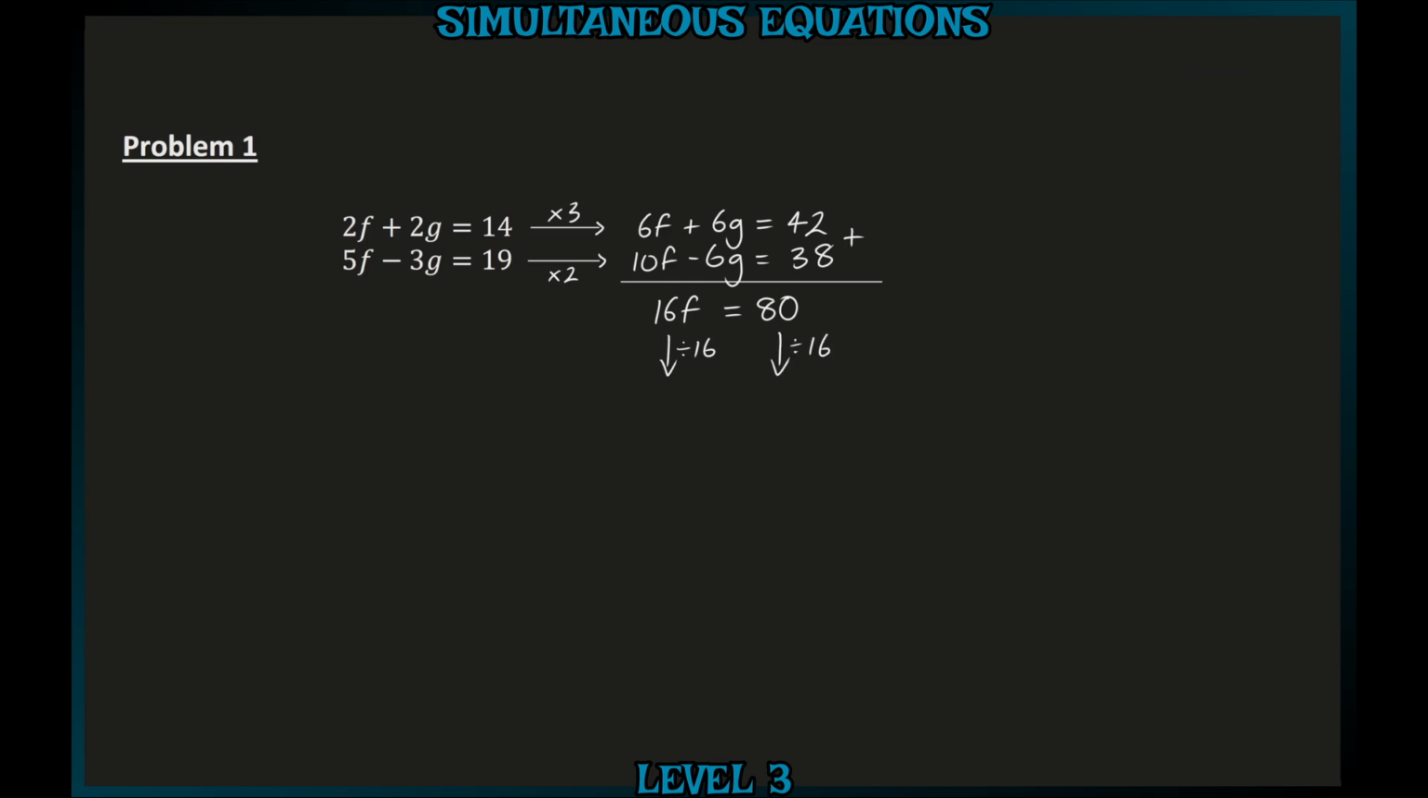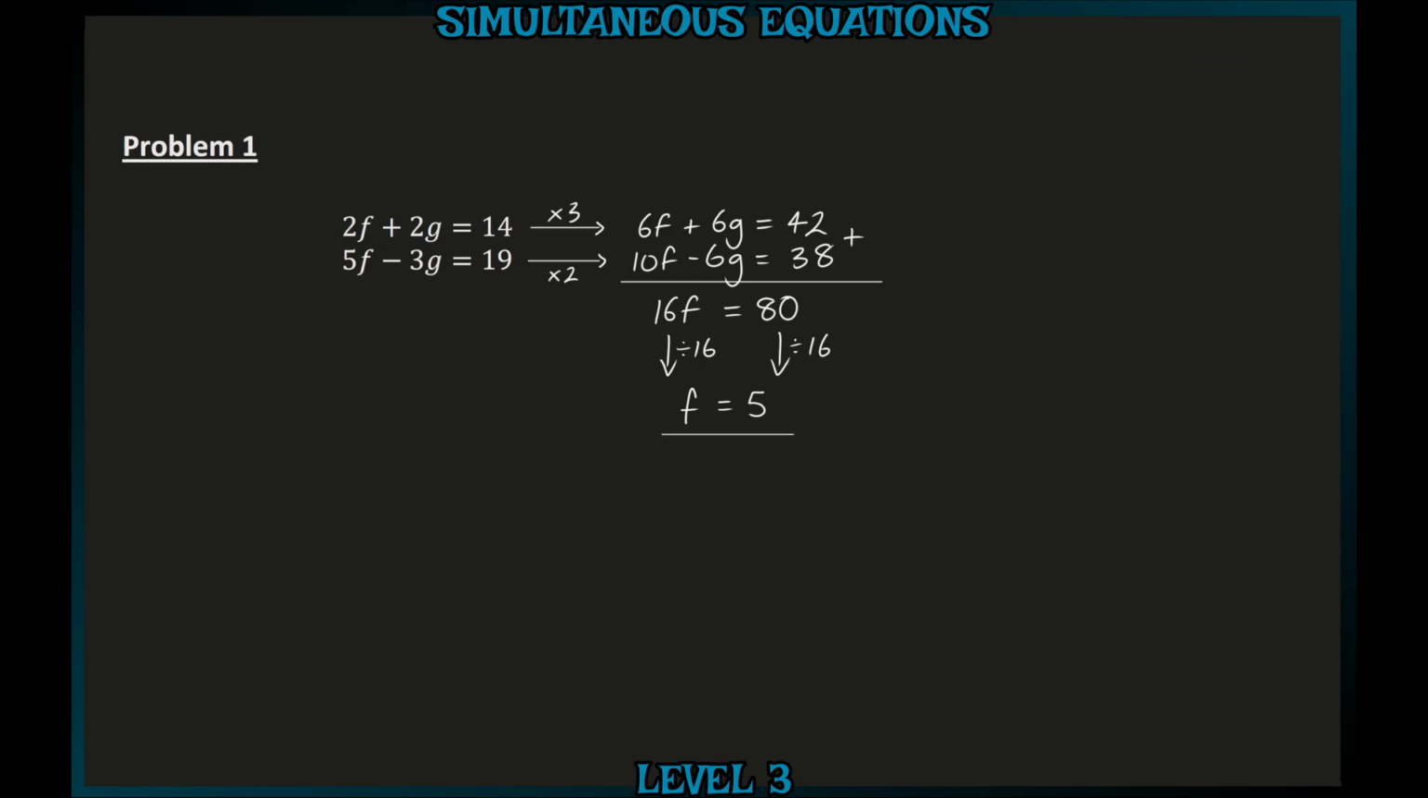On the left, the times 16 and the divide by 16 cancel out to give us f, and on the right, 80 divided by 16 is 5. So f equals 5 is the first part of our solution. To find the second part of our solution, so to find g, we need to take this value of f and substitute it back into one of the original two equations.